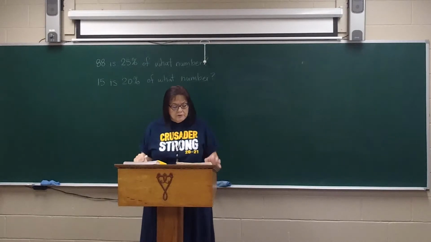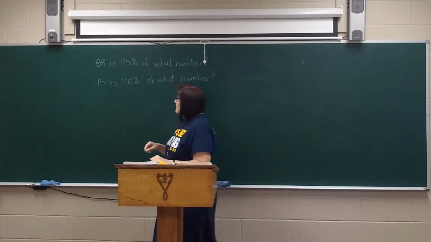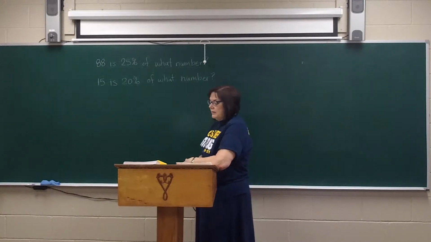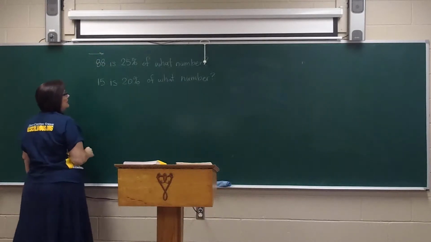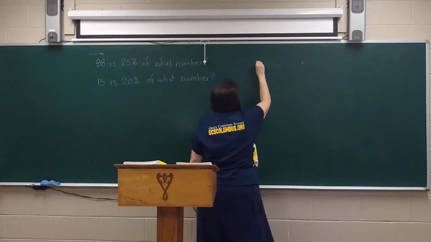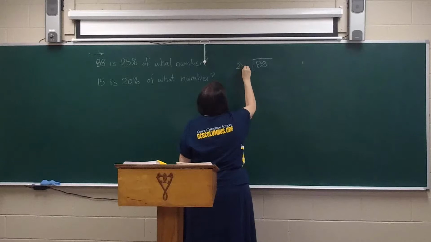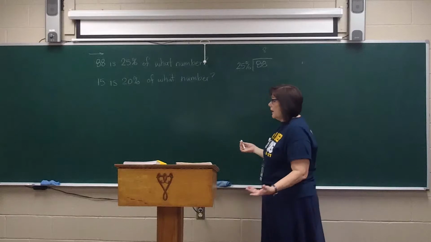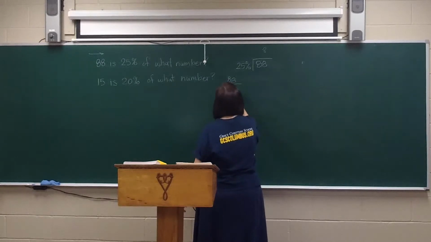Okay, our new lesson today is finding the base. When you have a question like this, 88 is 25% of what number? Okay, I always tell everybody, write it the same way you read it. We read it left to right, okay? So when you get ready to write it, 88 is 25% of something, okay? That's the way you would write it. Or you could say 88 is divided by 25%.